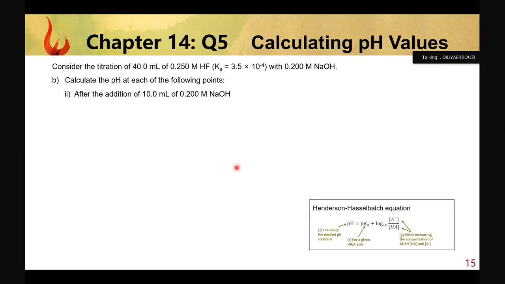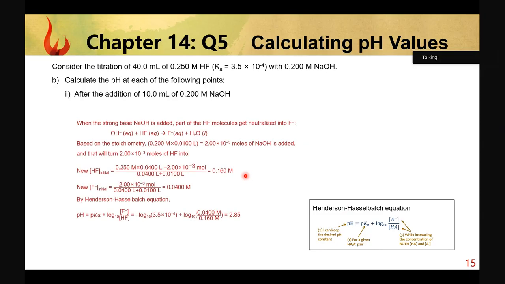Okay, let's calculate the pH after addition of 10 ml of the base. So we need to know this equation first. If the base is added, then we can use this equation: base plus acid into the fluoride ion and water.